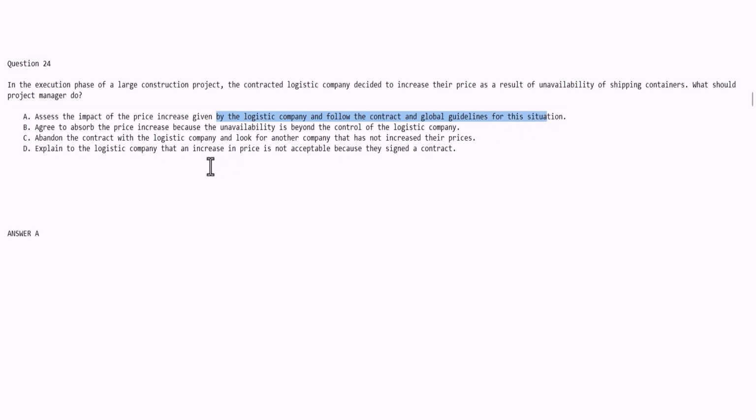As we've often said, that is always the first line of defense, is to understand the situation, understand the impact, and then by understanding the situation and the impact that it's going to have, be able to remedy the situation. Hopefully you got the answer correct, and we look forward to seeing you in the next question.